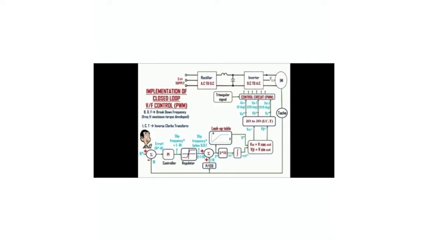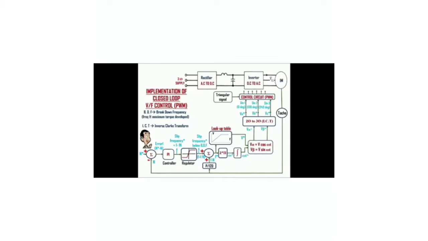Next we can see the implementation of closed loop V by f control. A closed loop system is used because speed control is required; even if any external disturbance happens, the closed loop system identifies it and maintains the desired rotor speed N star. We can consider N star as the desired rotor speed in closed loop V by f control of induction motor.